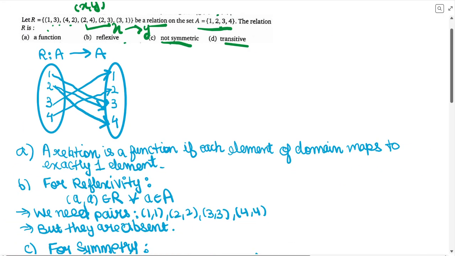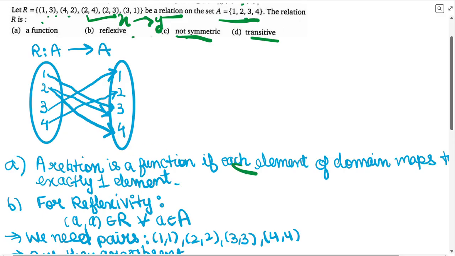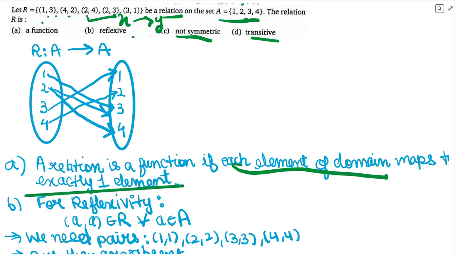So a relation is a function if each element of the domain maps to exactly one element. So that's the definition of when a relation is a function. So 1 must be mapping to a single number. Is there any number in the domain which is being mapped to two things? Right. So we can see 2 is mapped to both 3 and 4. That means it is not a function. But the option says it is a function, so this is rejected.